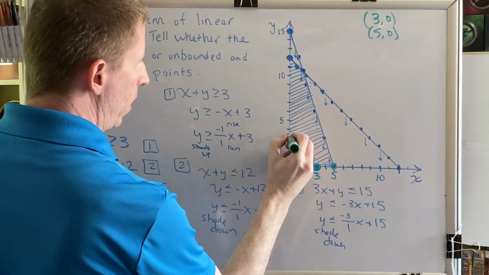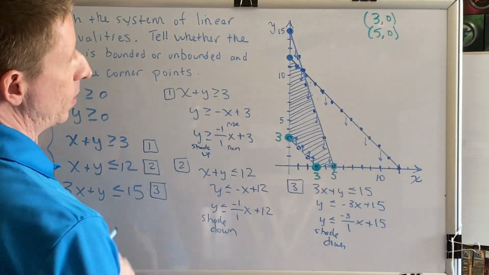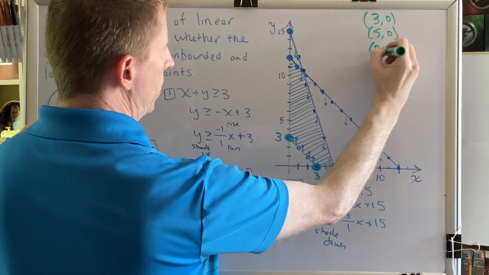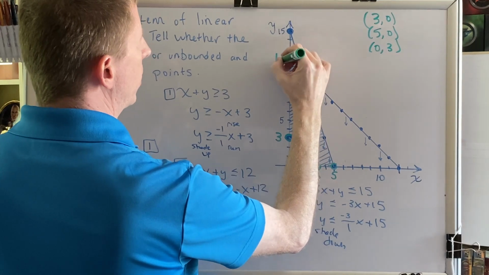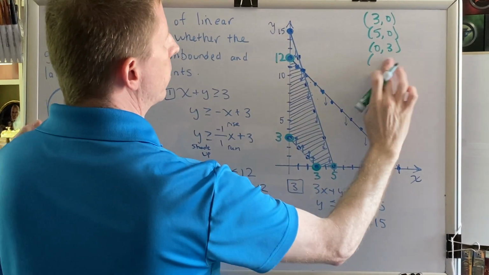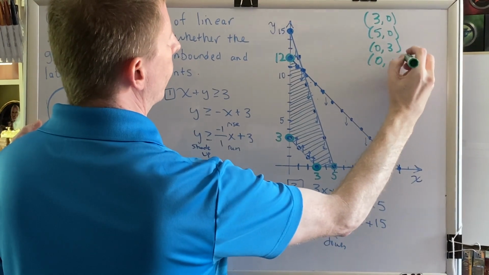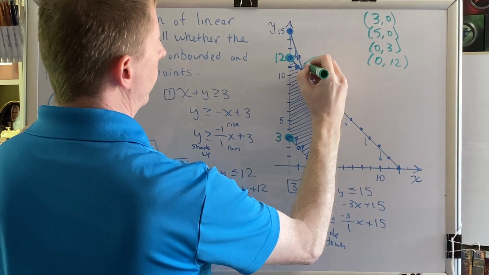We have this point right here, which has a y-coordinate of 3, and sitting on the y-axis, meaning x is 0, so that would be 0, 3. We have this point right here, which has a y-coordinate of 12, so this is 0, 12. And then that brings us to this point right here. This is the tricky one.